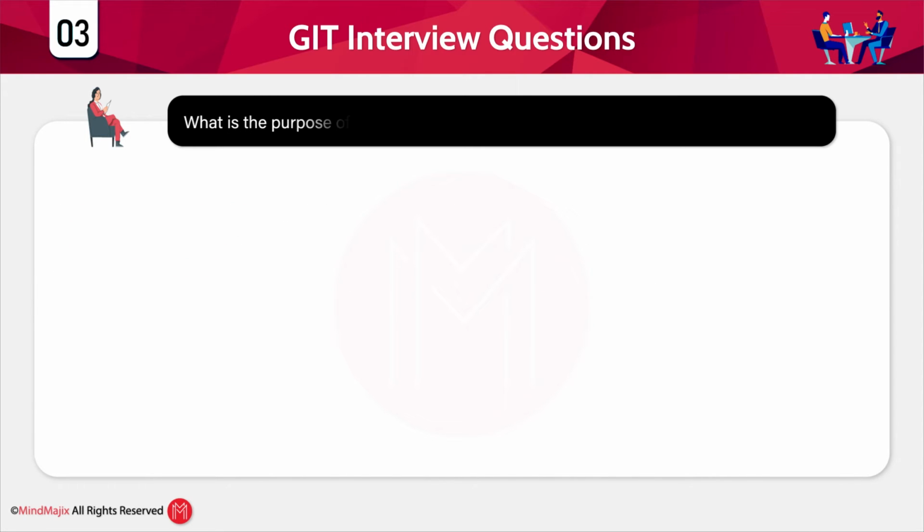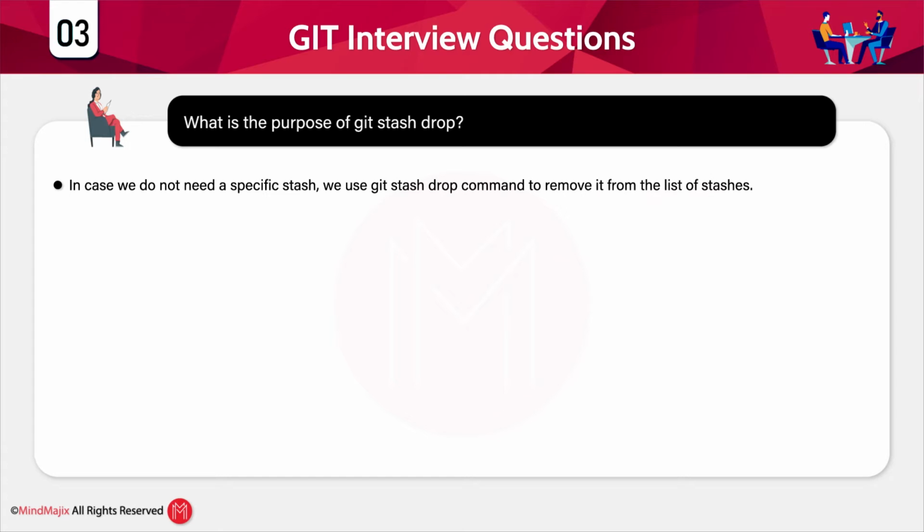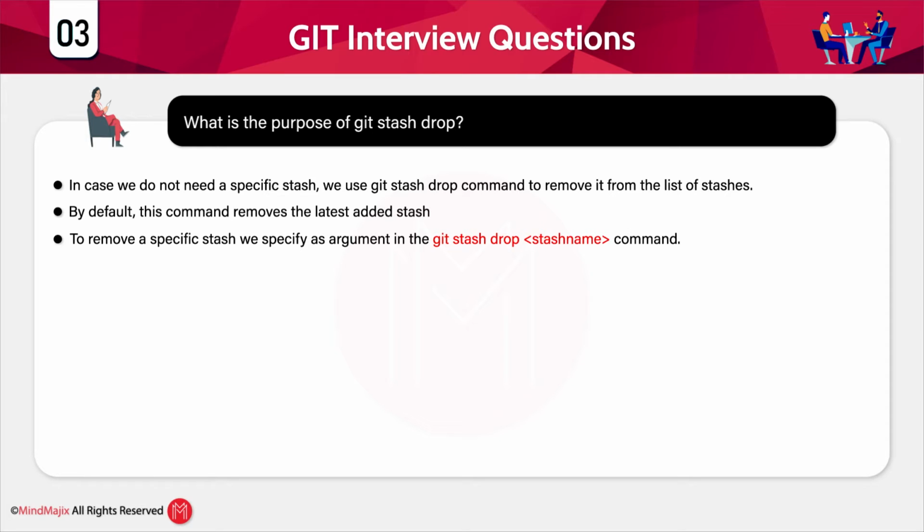What is the purpose of git stash drop? In case we do not need a specific stash, we use the git stash drop command to remove it from the list of stashes. By default, this command removes the latest added stash. To remove a specific stash, we specify it as an argument in the git stash drop command.